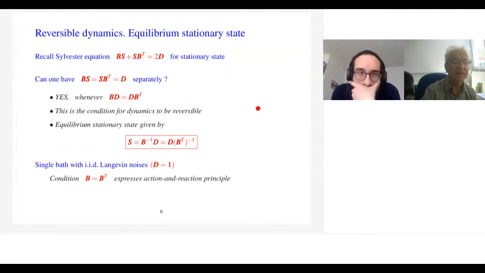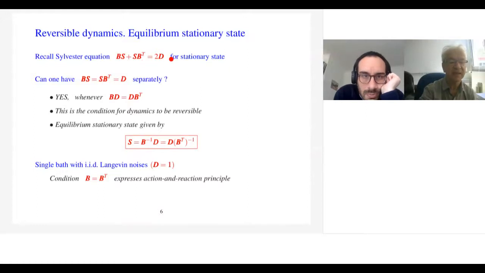So let's go on and look first at a special situation which will turn out to be the equilibrium one. So I recall here the Sylvester equation for the stationary state. BS plus SB transpose is 2 times D. And I consider for the time being the question: can one have BS and SB transpose separately equal to D? This is clearly a particular case. The answer is yes. Well, you assume this and you plug it here. You have two expressions for S here. And so there is a compatibility equation, which is just that one. BD is DB transpose, which means that BD is symmetric, because D is already symmetric. So the condition to have this separability in that sense is that BD is symmetric.